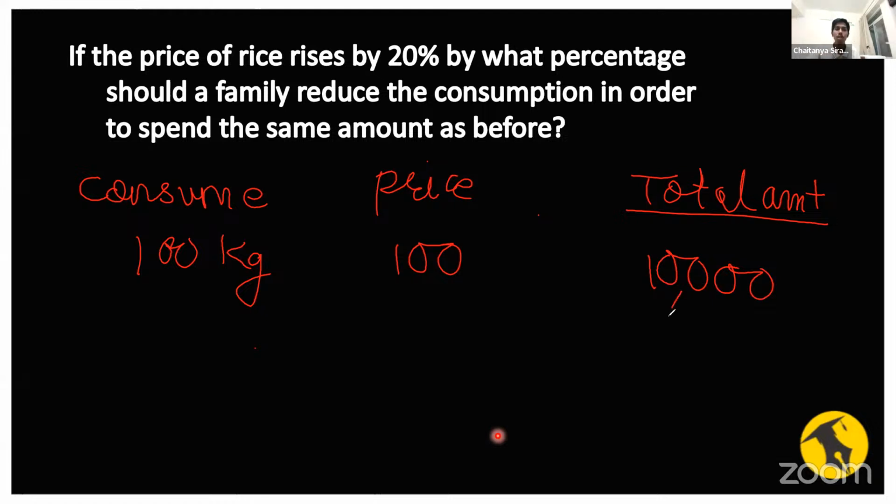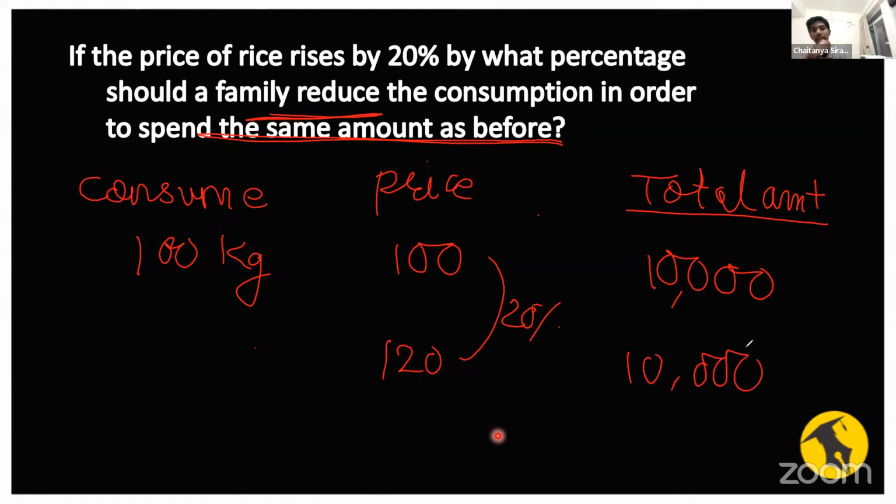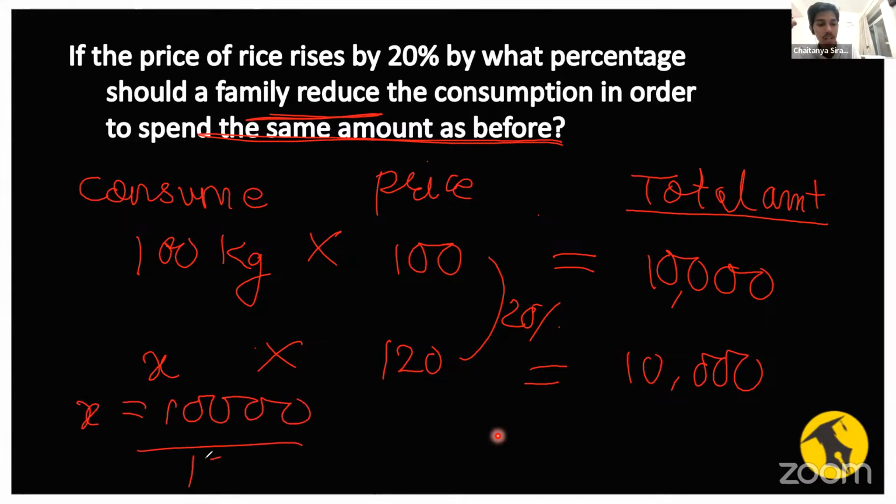All right. Now, what does the question tell us? The price rises by 20%. So the price has now gone to 120. There has been a 20% increase. Now, how much should the family reduce the consumption in order to spend the same amount as before? So they are saying the amount is still the same, and I have to find the consumption. Let's say it is X. So in this case, what I was doing, I was multiplying 10 into 100 to get this. So similarly, X into 120 is giving me 10,000. So for answer, I can simply do 10,000 upon 120.